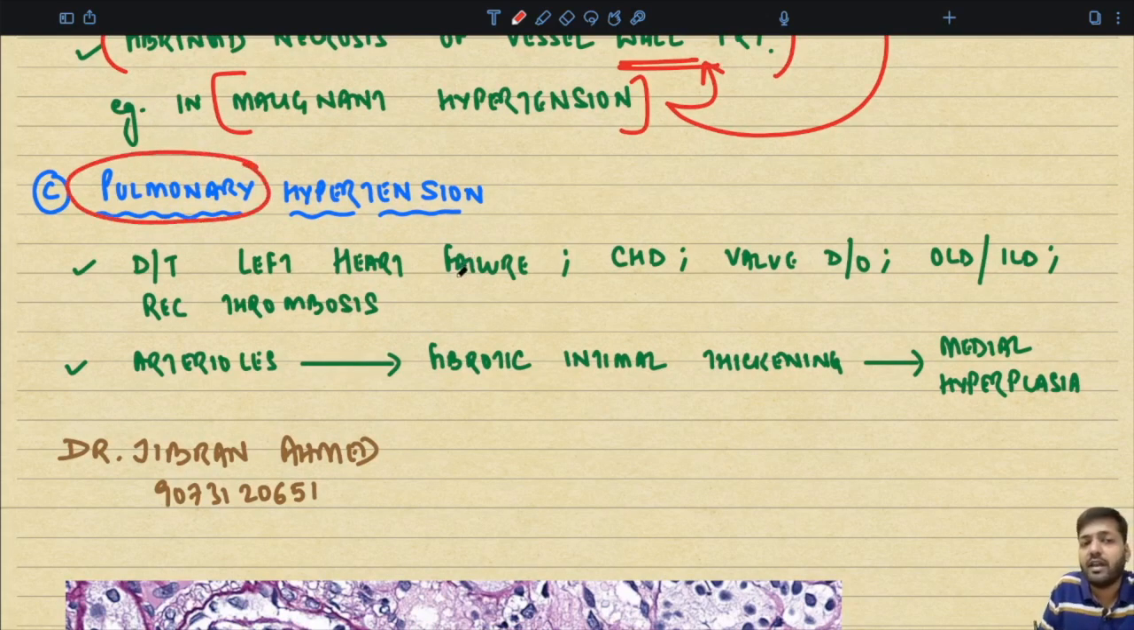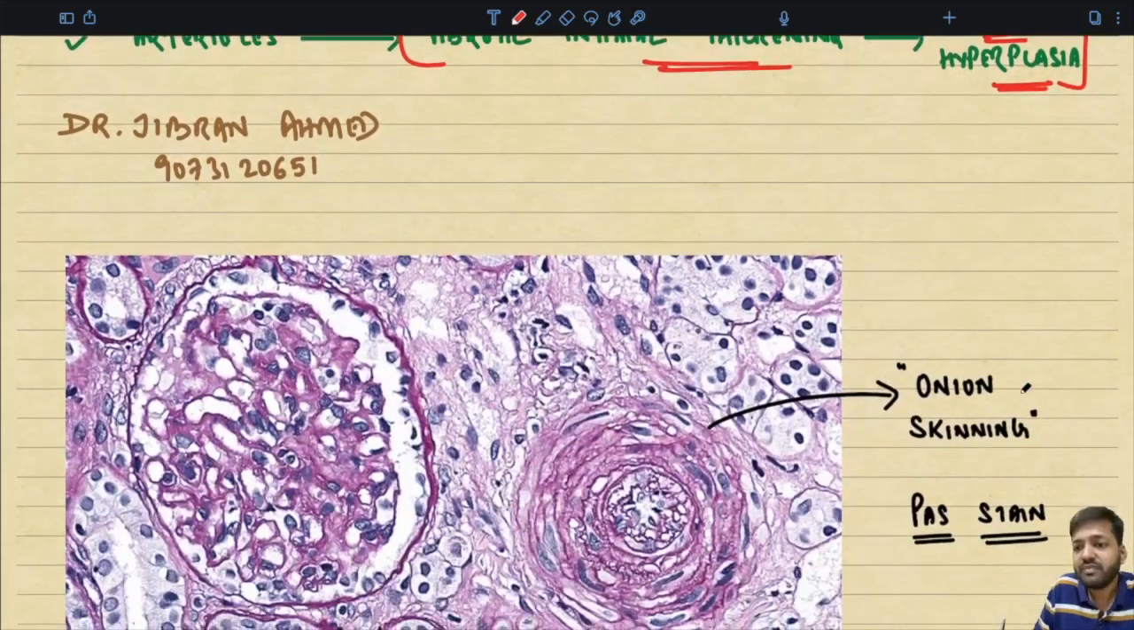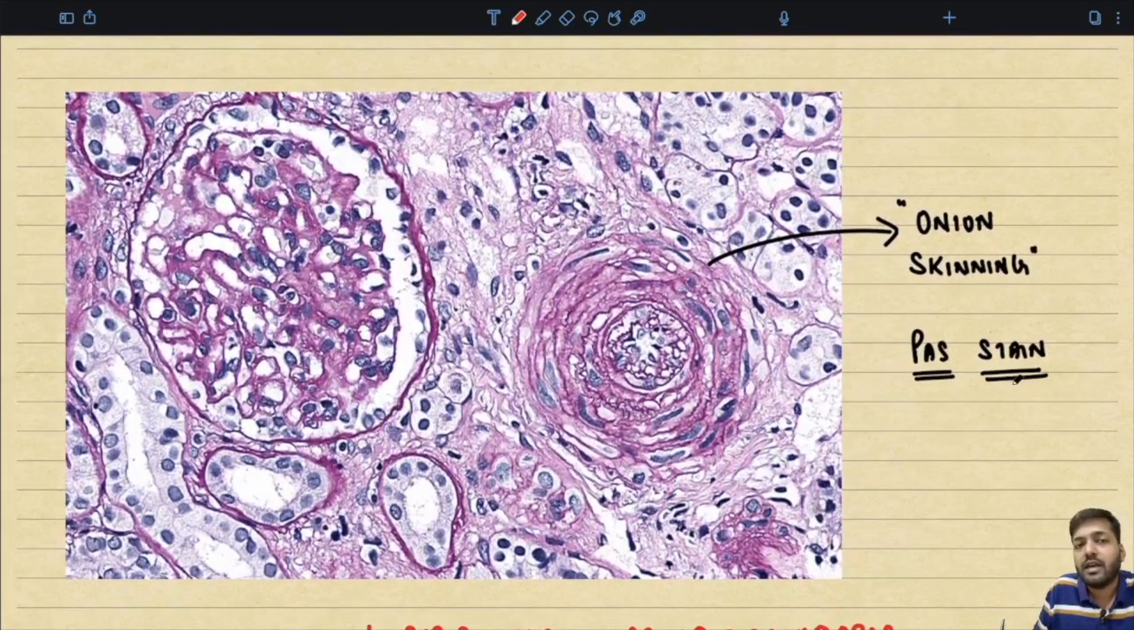Now it can occur because of many other causes also, like left-sided heart failure, congenital heart disease, valvular disorders, obstructive lung disease, interstitial lung disease, or recurrent thromboembolic disorders. Now over here the arterioles show fibrotic intimal thickening as well as medial hyperplasia. So this is the last important change that we have seen. This is the condition wherein we can see hyperplastic arteriosclerosis.